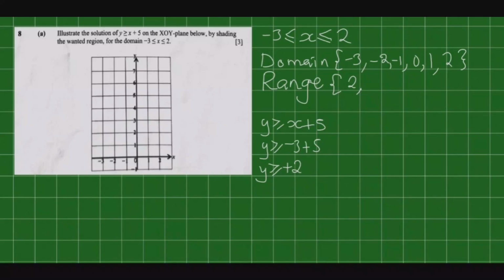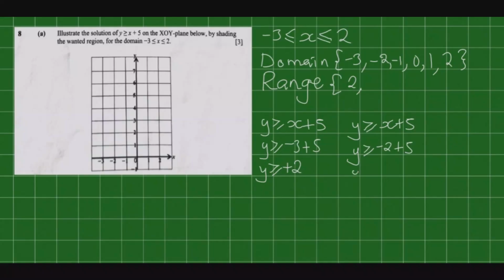Then we come to the second domain given, which is negative 2. So we use the same function, which is y is greater or equal to x plus 5. Now what is the value of x? We're saying it's negative 2. So when x is equal to negative 2, what will be the value of y?